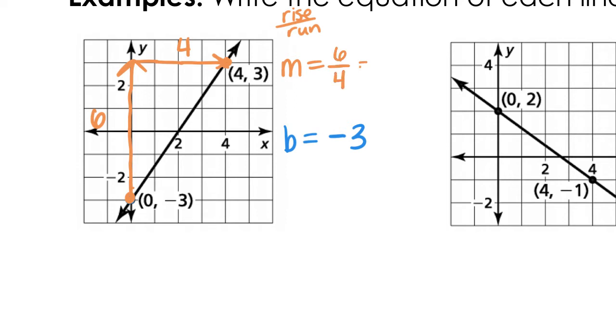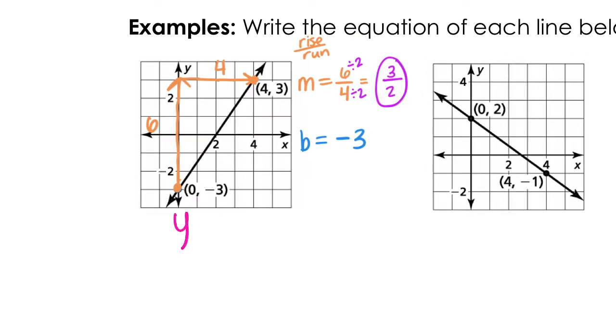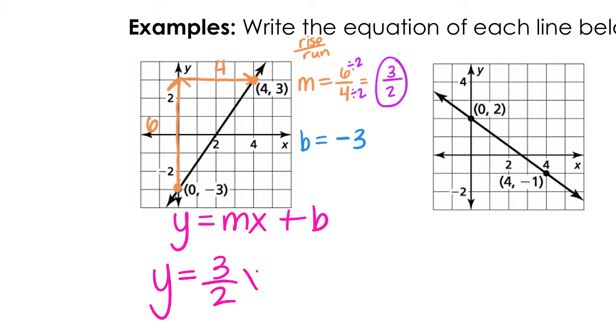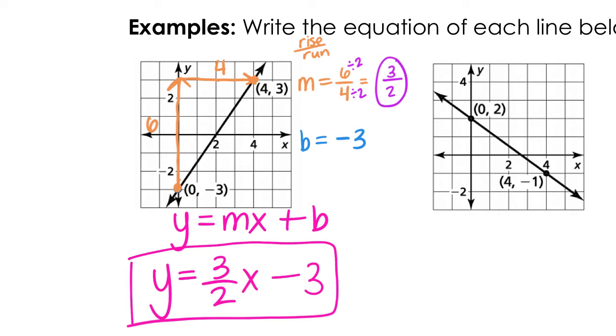And we can reduce that, right? So let's reduce that. You're trying to find a number that goes into both of these, and that would be 2. These are both divisible by 2. So if you divide them both by 2, 6 divided by 2 is 3, and 4 divided by 2 is 2. So our slope is 3/2. And then once you have both of those numbers, you're just going to write out your equation. It's going to look like this, mx plus b, except instead of m, you're going to put your slope, and instead of b, you're going to put your y-intercept. So it would look like y equals 3/2x minus 3. And that one's all set.